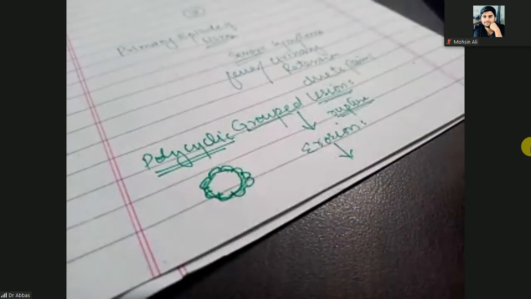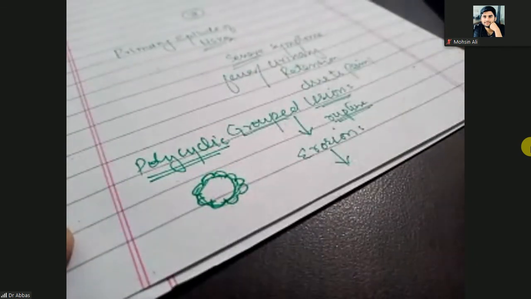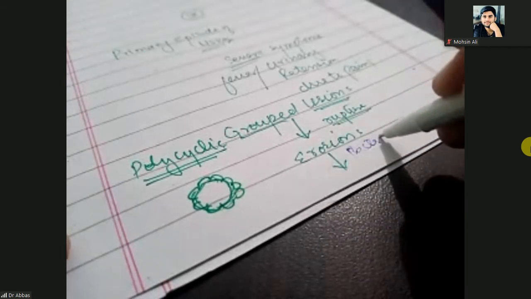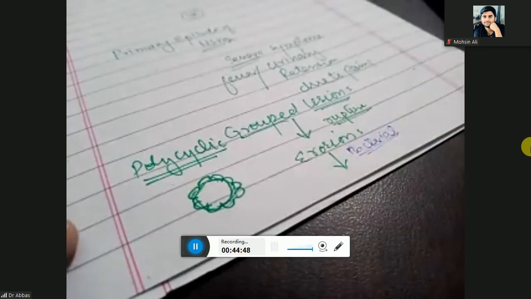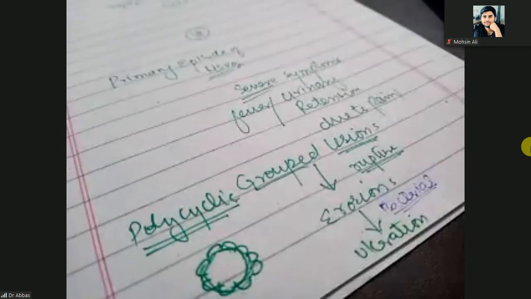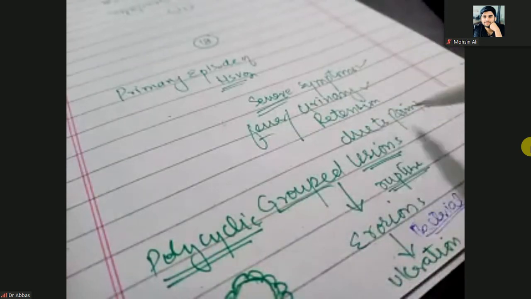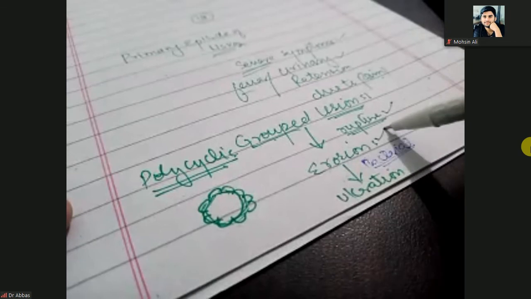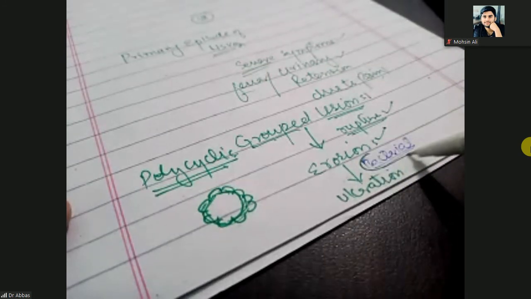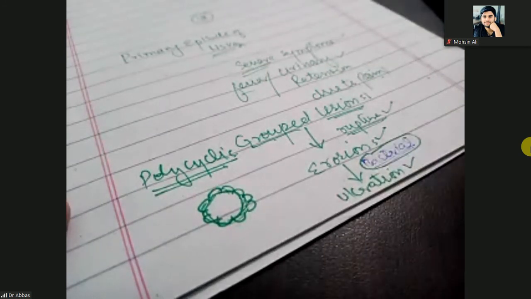And when they make the erosions, what will come out? Fluid will come out. On that fluid, bacteria will settle. Bacterial growth happens, and due to that bacterial growth, they will lead to ulceration, making an ulcer. So in the case of primary HSV, there are very severe symptoms: fever, urinary retention due to pain, and polycyclic grouped lesions. When these rupture, they will make erosions, and these erosions will ooze fluid. On that fluid, bacteria will invade and cause ulcerations.